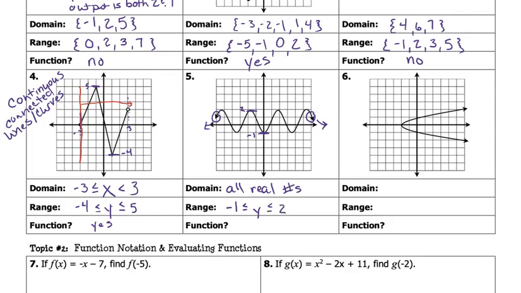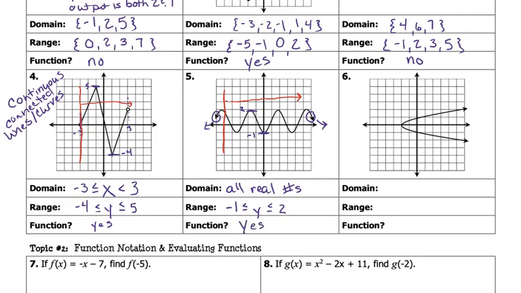I need to think about, is this a function? Again, I'm going to double check that vertical line test. If I was to pretend like this was like a pencil and I was holding it up and I was taking it across, would I ever at any point have that line going through the function twice? And the answer is no. So this is a function. This passes the vertical line test.